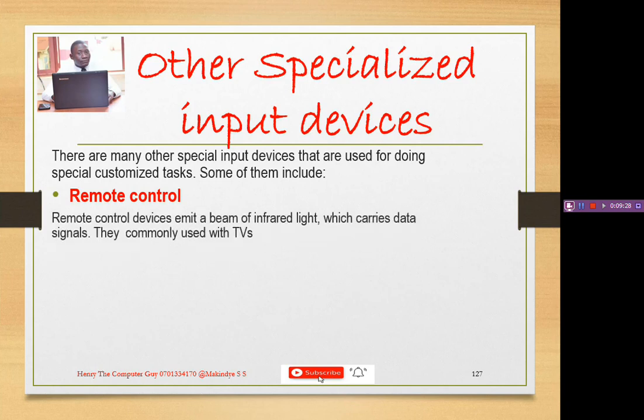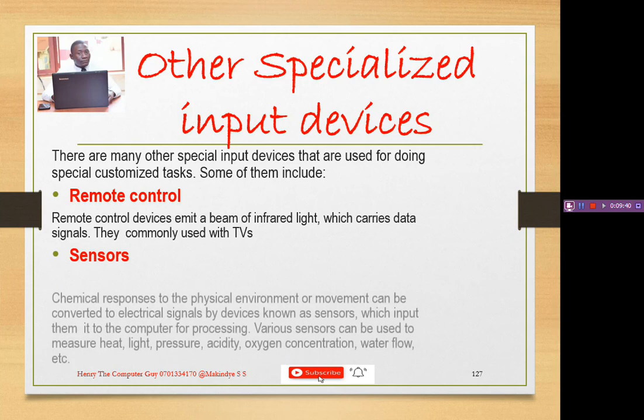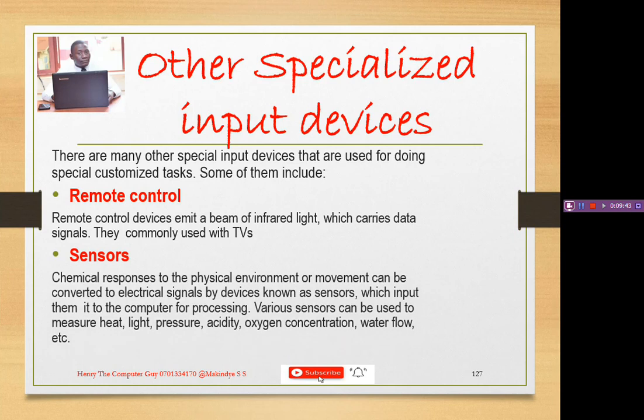They're telling us that remote control devices emit a beam of infrared light which carries data signals. They are commonly used with some of the TVs that we have at home. Then we have the sensors. They're telling us that chemical responses to physical environment or movement can be converted to electrical signals by devices known as sensors, which input them to the computer for processing.